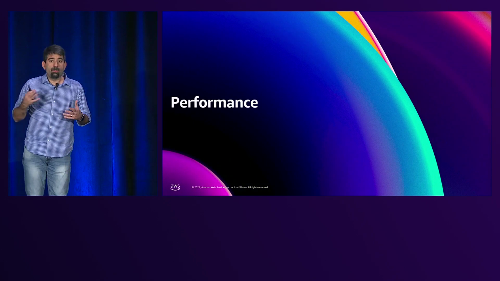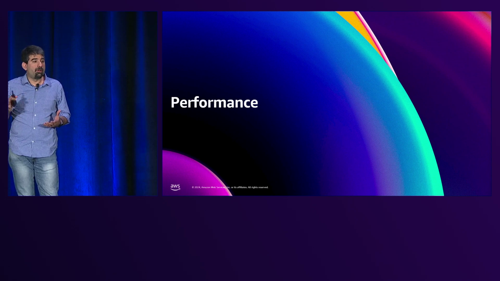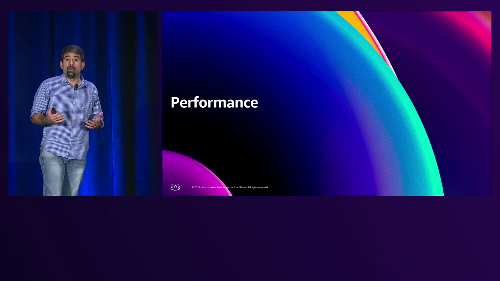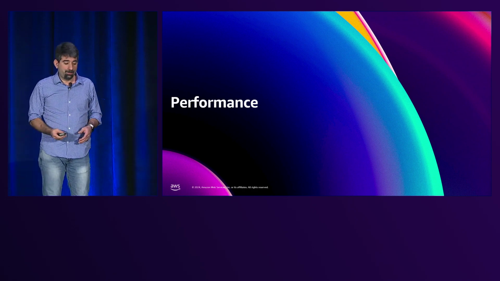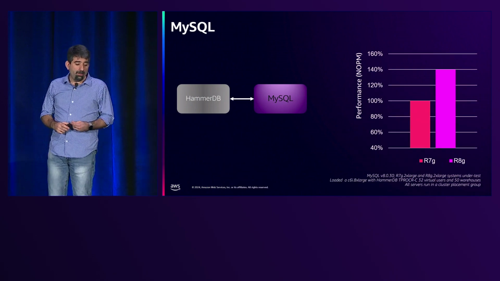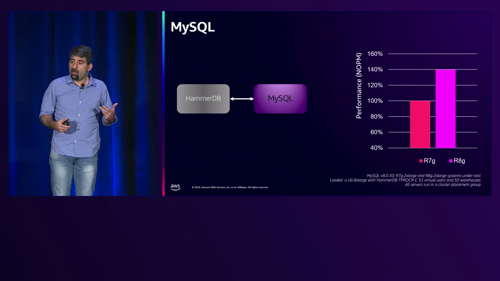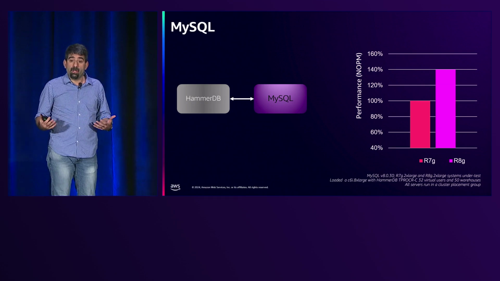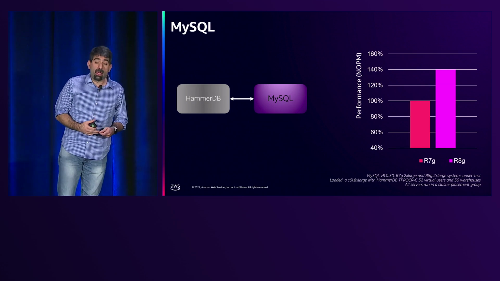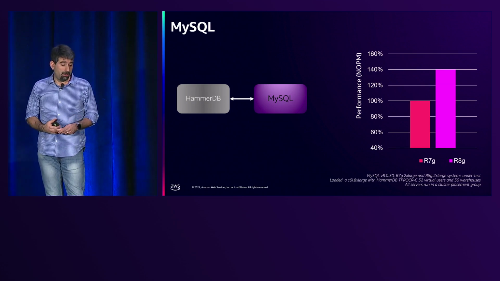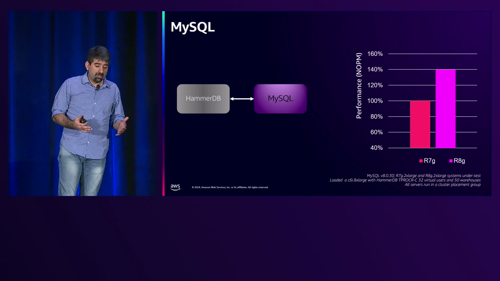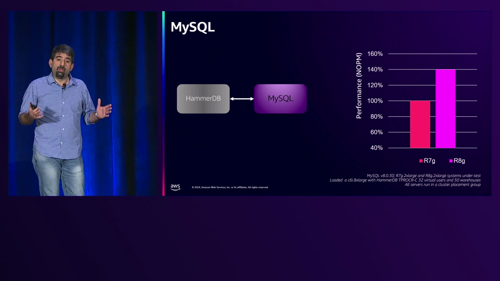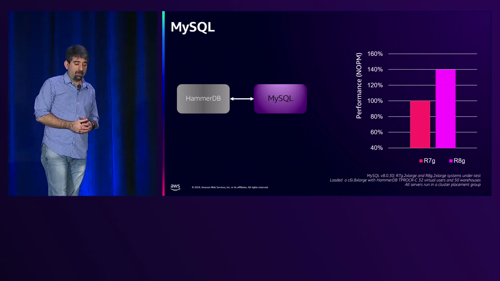Okay, so we talked a bit about behind the scenes, what does Graviton 4 look like? Let's talk a little bit about how it performs. I'm going to start here with MySQL, and I'll walk through a couple of workloads. In all these cases, I'm comparing a Graviton 3-based system, an R7G, to a Graviton 4-based system, an R8G. And in all these cases, we're also using just 8 vCPU VMs, so relatively small VMs.